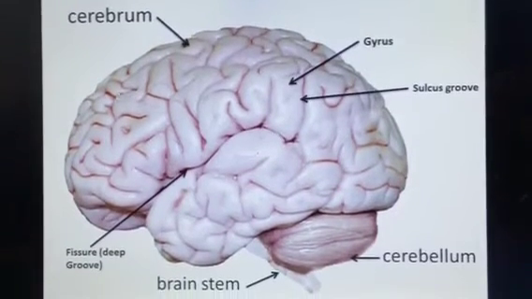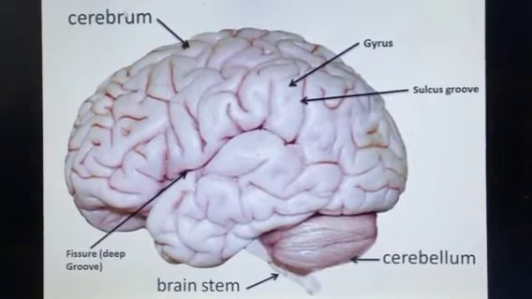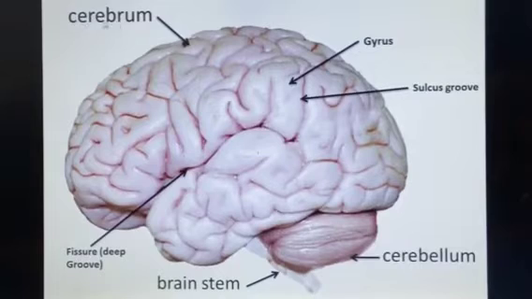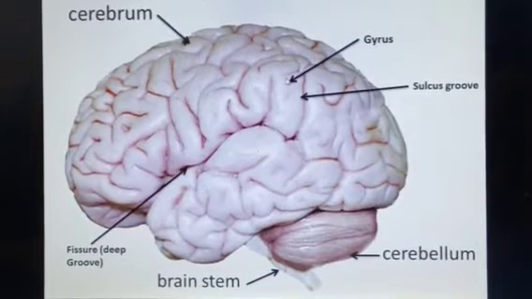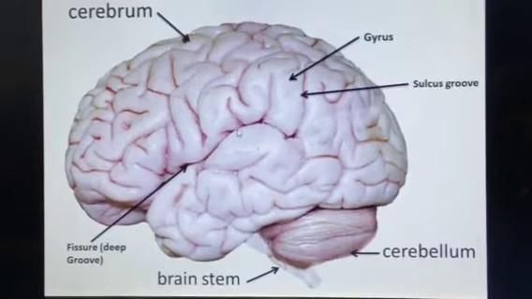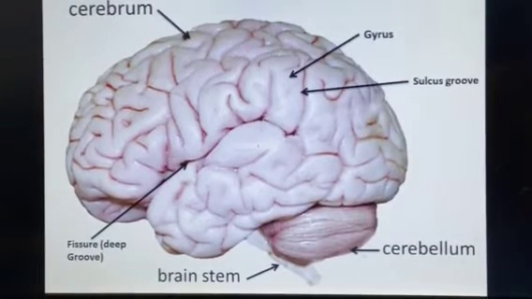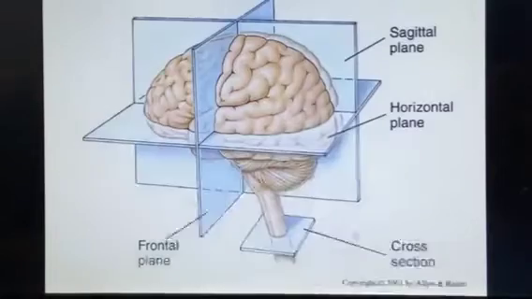This is another picture of the lateral view of the brain. This is the biggest part of the brain. We call it cerebrum. These are the gyri or gyrus, one of them, and this is the sulcus. Here, this is a deep sulcus. We call it a groove, right? And this is the brainstem, and of course, this is the cerebellum.